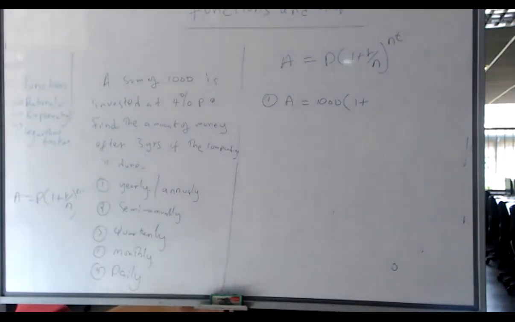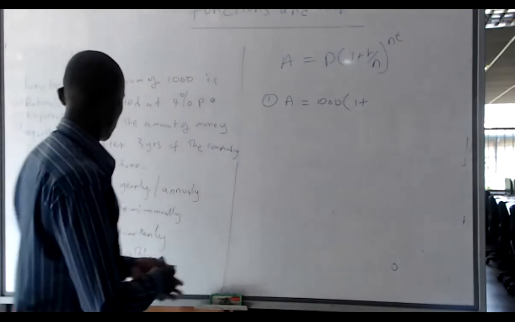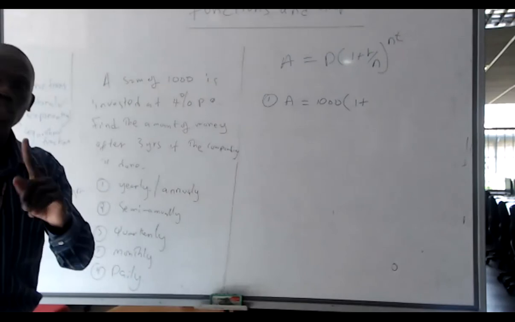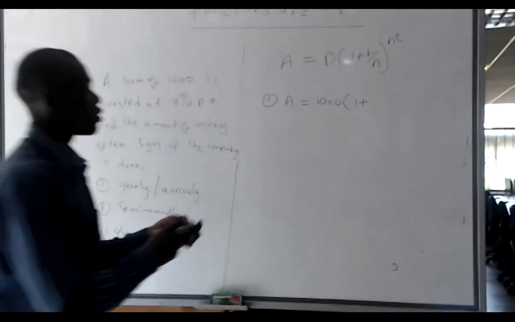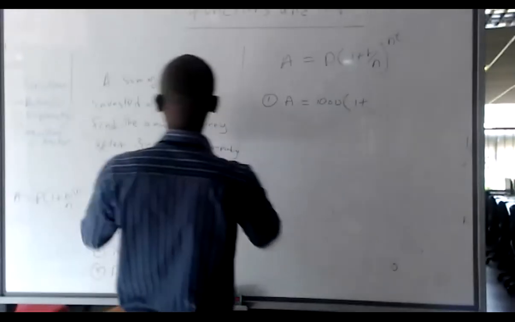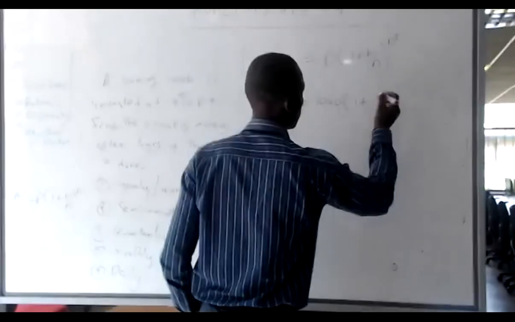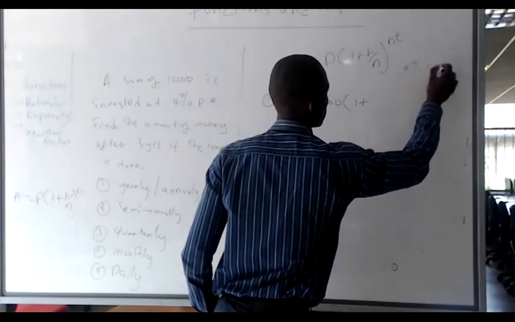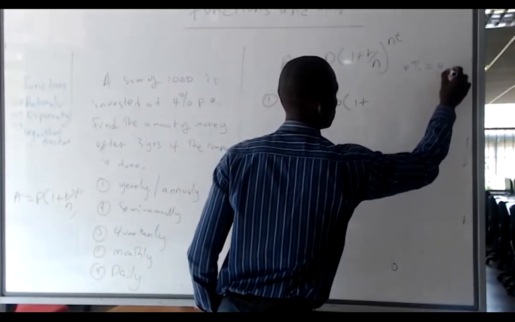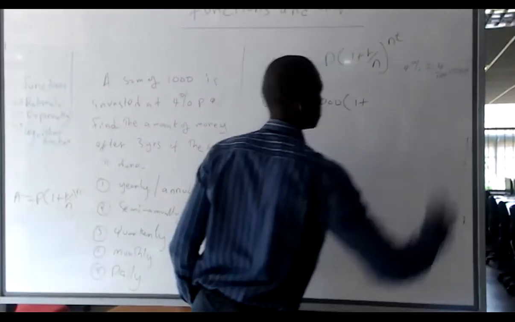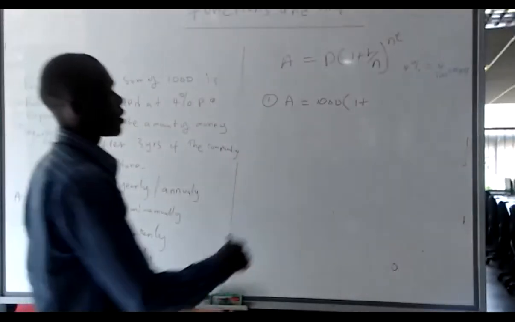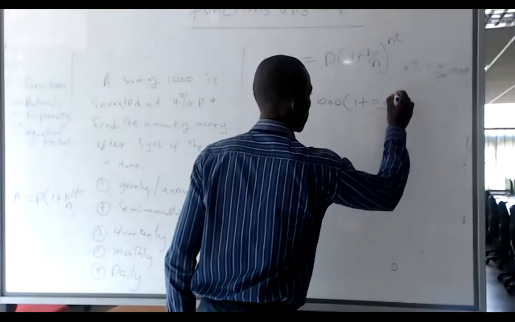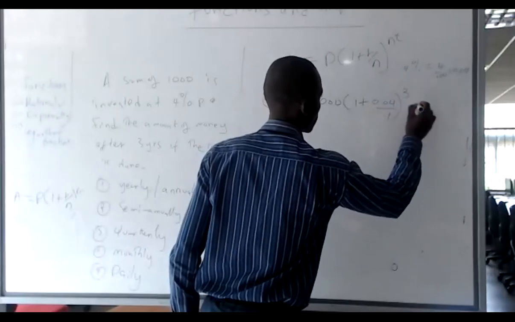Yes, sir. So if it is done yearly, it means there is just one period in 1 year. So we will have 4%, which is the same as 4 divided by 100, which is 0.04. So I will have 0.04 divided by 1.